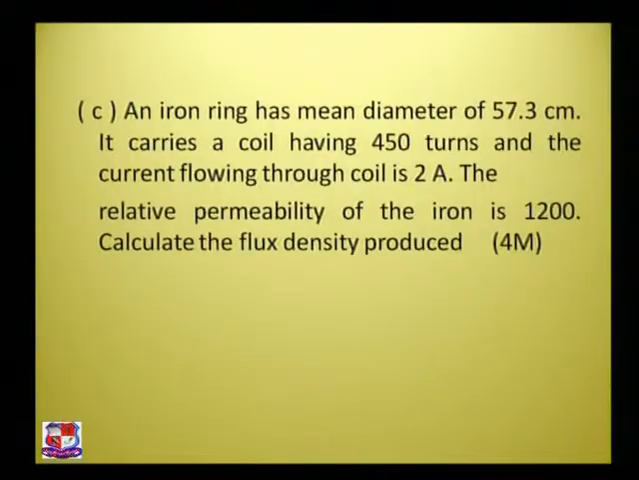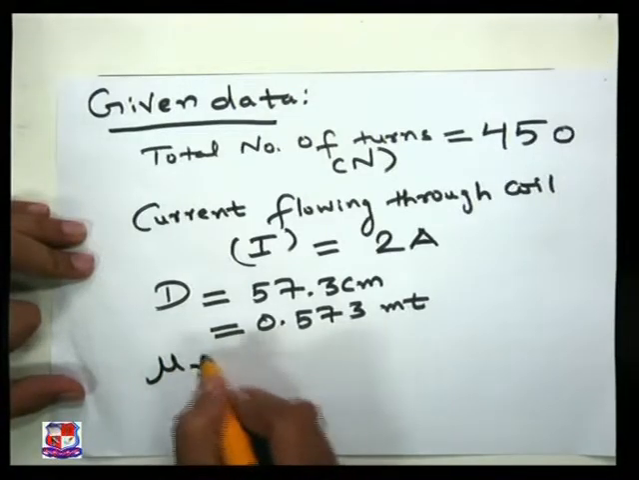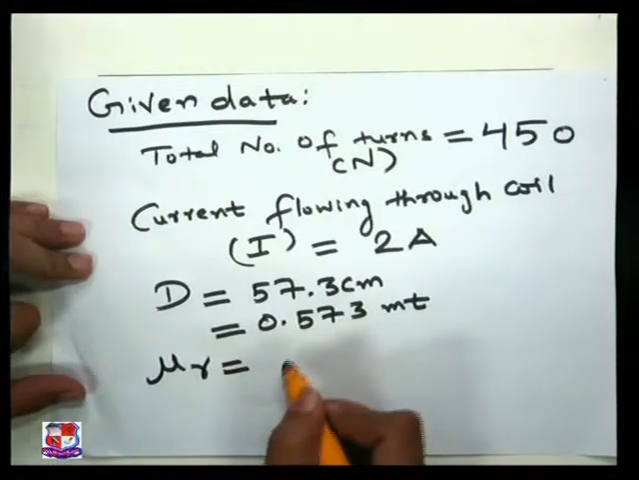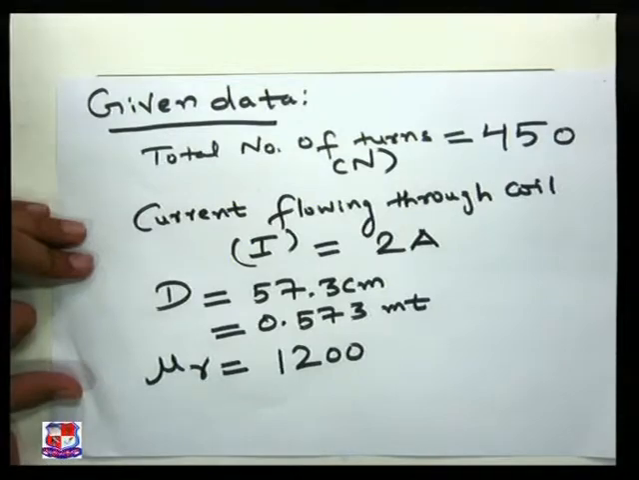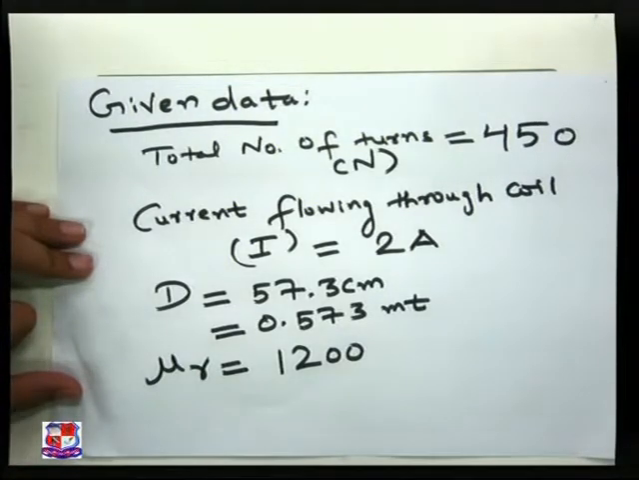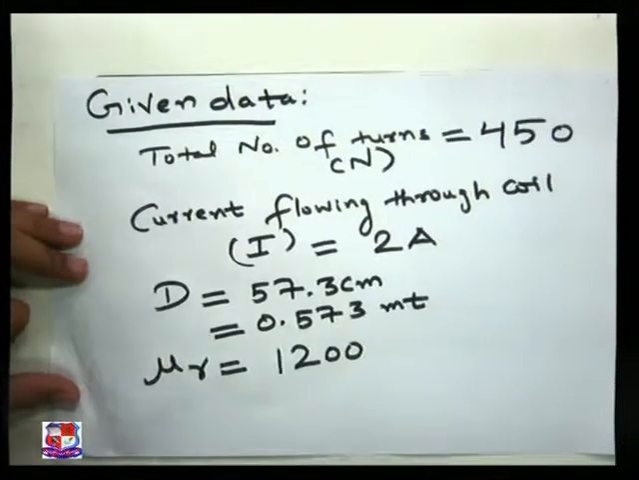right? Next, we have been given in the question the relative permeability of the iron. So relative permeability mu r is given to us as 1200, right? So first of all, you should write whatever data is given in the question, right? Okay.